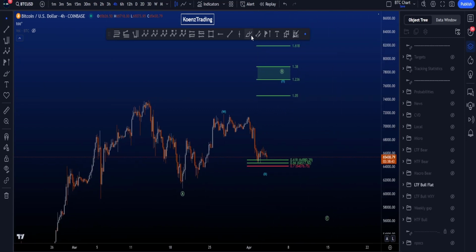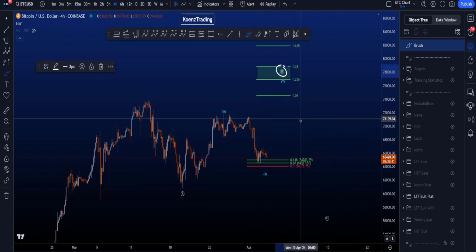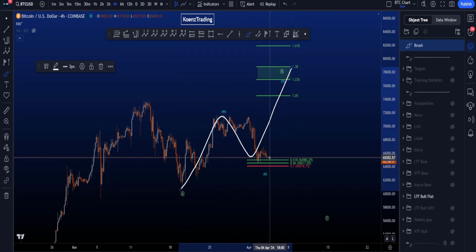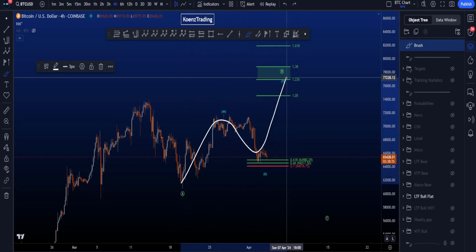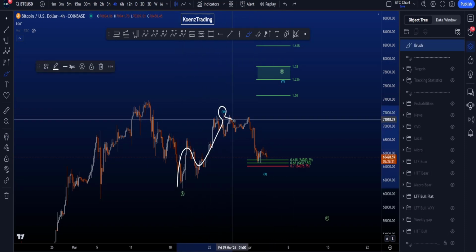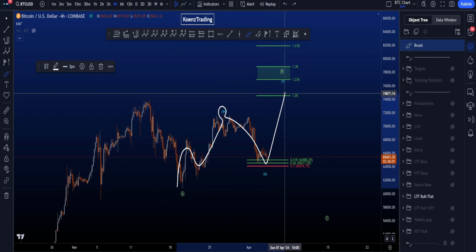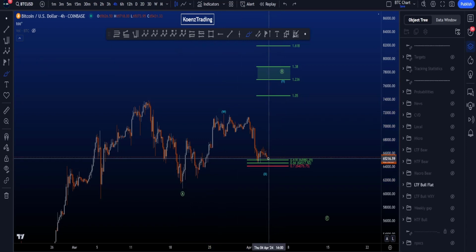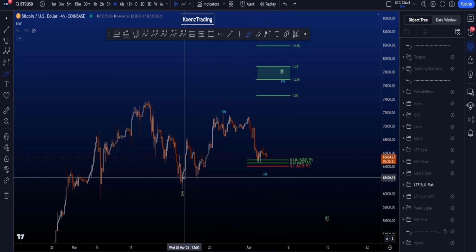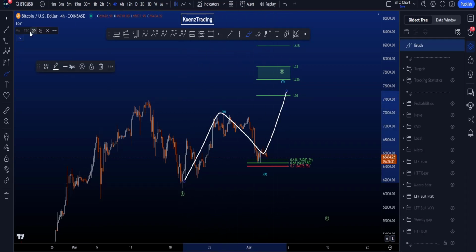The most common structure inside a wave B for a flat structure is a simple zigzag in an A, B, C, or a double zigzag in a WXY. In this scenario, we then have a finished A, B, C in W, looking for a finished X, and then eventually a Y to the upside, which then should be another zigzag A, B, C to the upside, creating a double zigzag WXY.